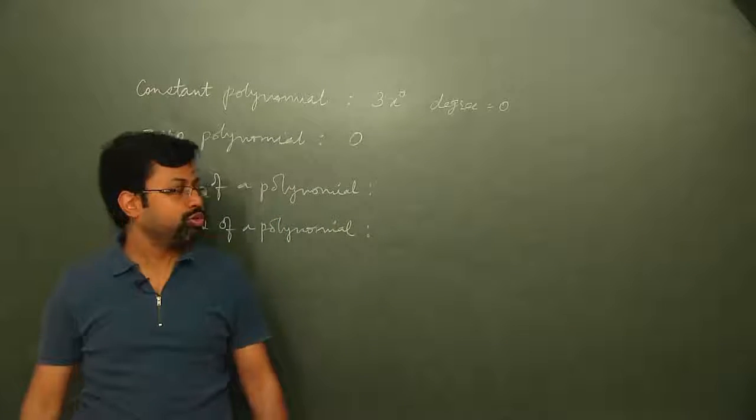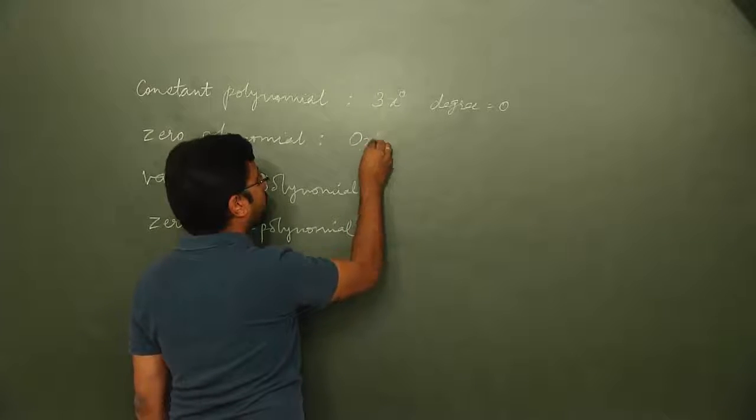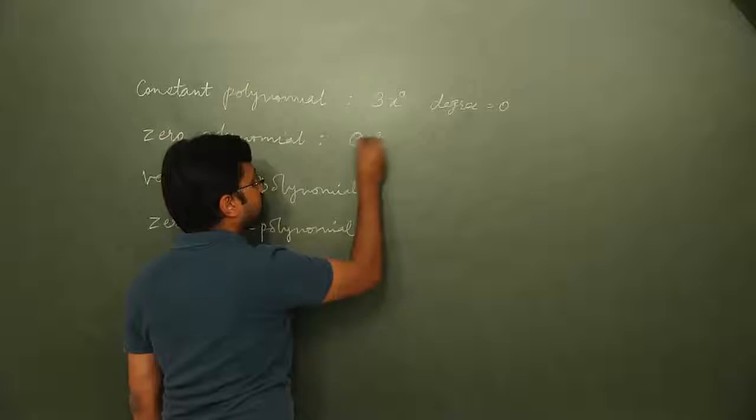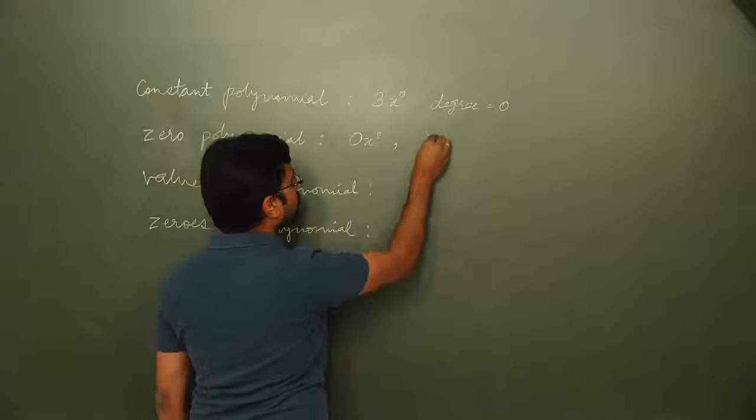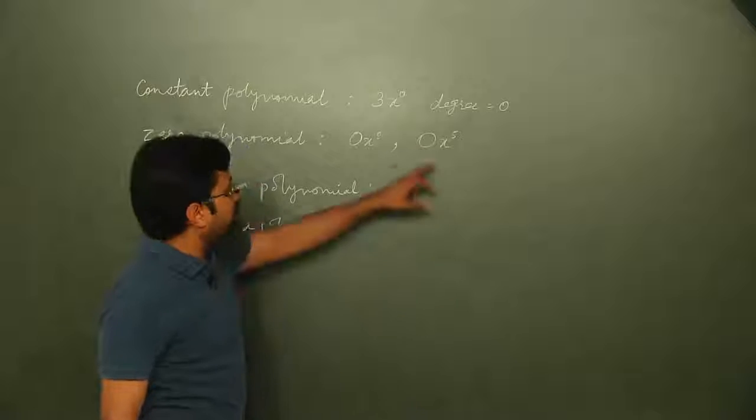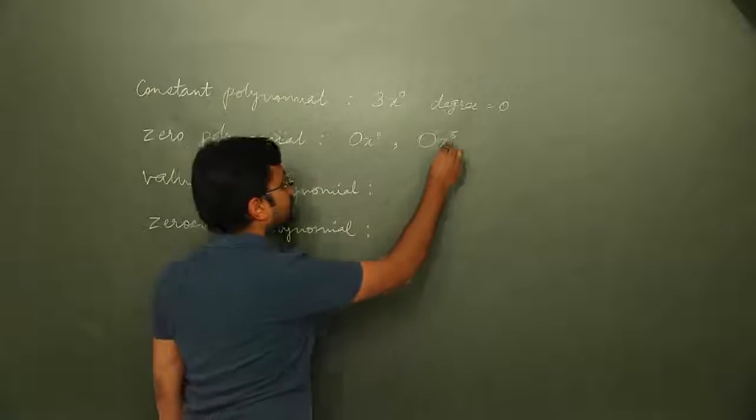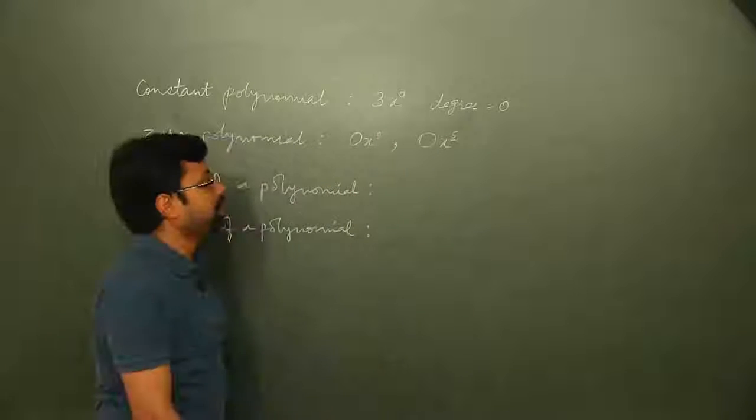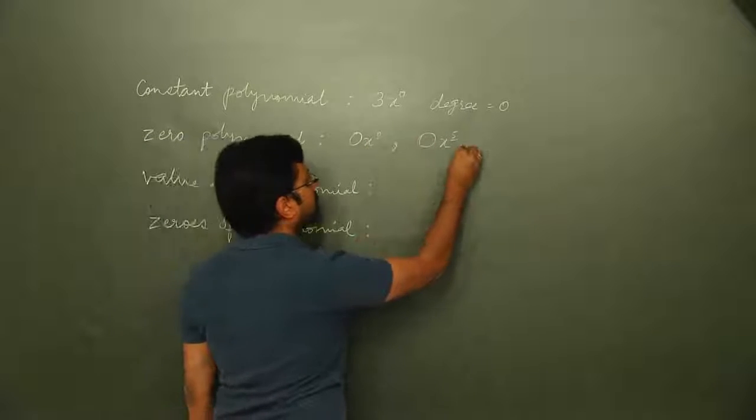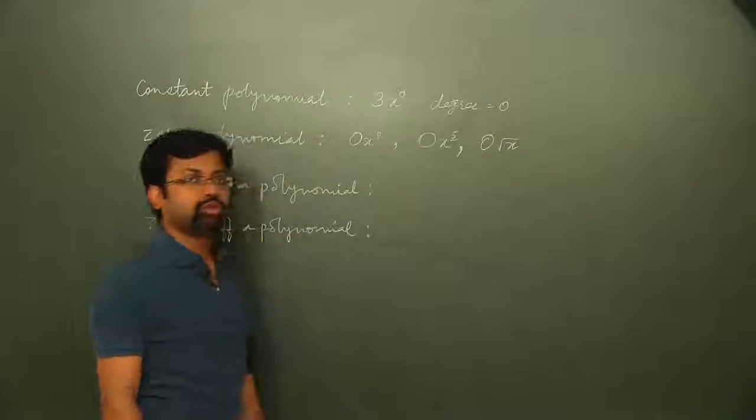But is it always true? Somebody who writes 0 as 0 into x to the power 0 is correct. So the degree here is 0. But somebody could also write 0 as 0 into x to the power 5, because any number multiplied with 0 will give you a 0. Hence, for this person, the degree would come out to be 5. For somebody else, it could be 0. Somebody could even say that this is not a polynomial because I can write it as 0 into root x.